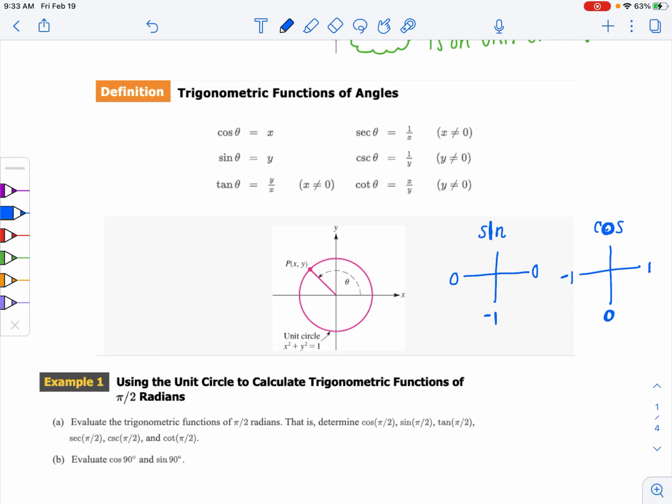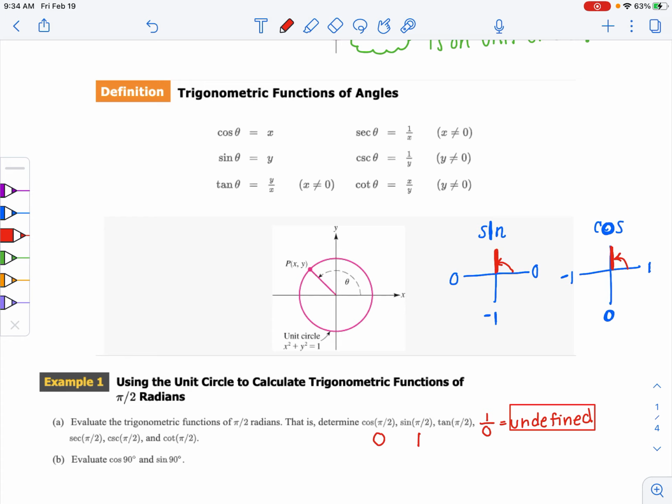So, evaluate the trigonometric functions of pi halves radians. That is, determine the cosine of pi halves. If I'm thinking pi halves, in my head, I can convert to degrees if I want, or realize that pi halves is just 90 degrees. So it's this line right there. That's pi halves. Looking at it in terms of cosine, cosine will be 0. Sine would be 1. Tangent is y over x, or sine over cosine. Well, the sine is 1 over 0, which is undefined. So the cosine at pi halves is 0, sine of pi halves is 1, which means the tangent at that angle is undefined.